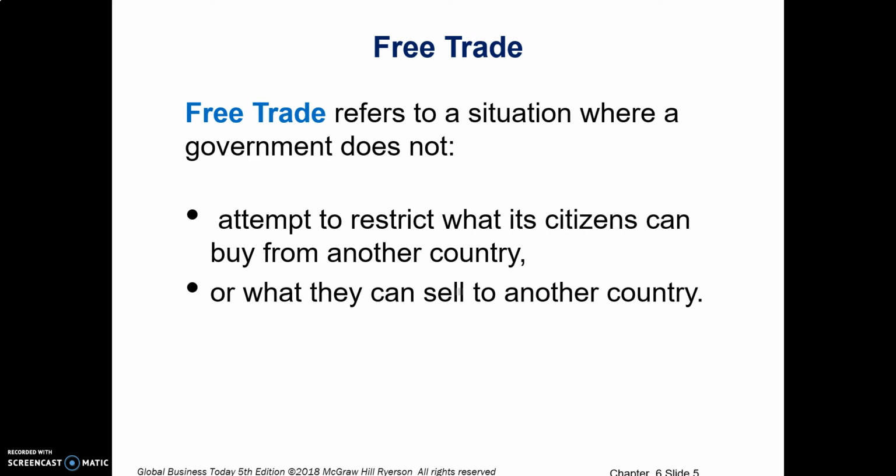Free trade, as it is defined there, is a situation where government does not attempt to restrict what its citizens can buy from another country or what they can sell to another country. So generally, there's no country that has total free trade. Some countries have more free trade, other countries have less, but there's no country that has that absolute system where everything can be traded without any government restriction.